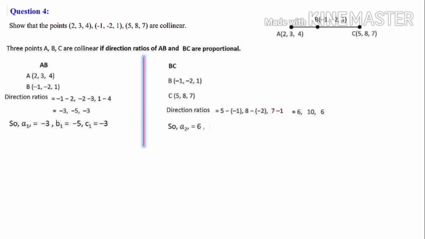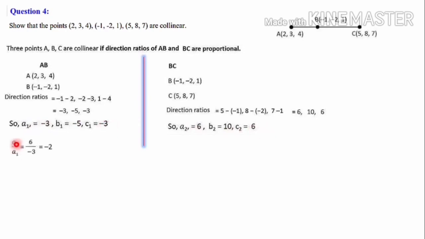So here when you check the direction ratios, let's take this one as A2, B2 and C2, because we have taken the earlier one as A1, B1, C1. So it's easy. A2 is 6, B2 is 10 and C2 is also 6. So when you compare, A1 is -3, A2 is 6. B1 is -5, B2 is 10. C1 is -3, C2 is 6.